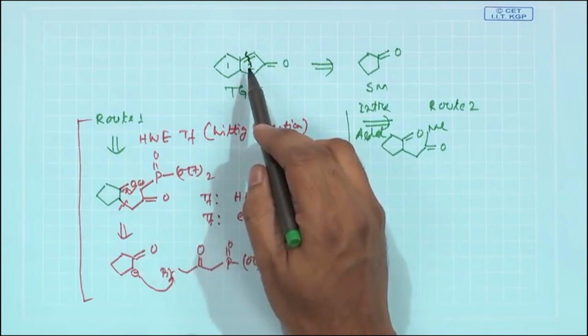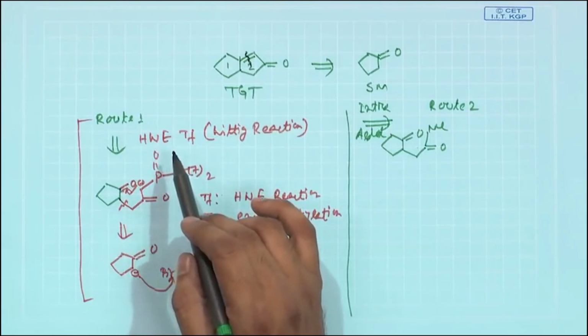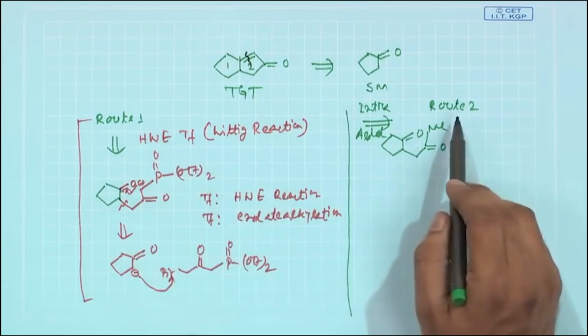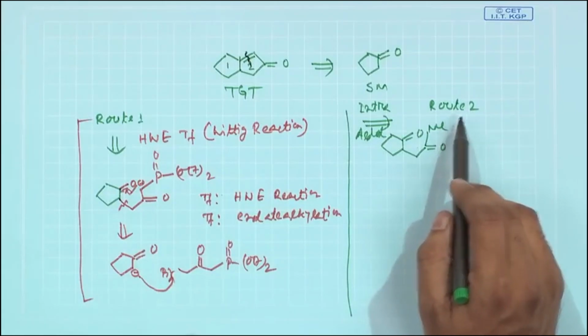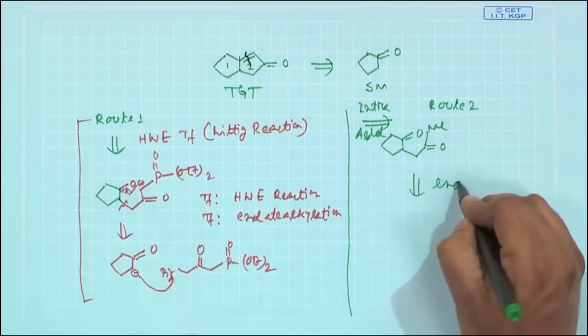Same bond, same disconnection, you can in principle construct through two similar types of reaction, because this reaction is basically a carbon-carbon bond forming reaction. You can use an intramolecular Wittig reaction or a Horner-Wadsworth-Emmons reaction, or you can do an intramolecular aldol reaction. Now, aldol reaction probably all of you are aware of. So, that is why I said this route is a simplified route.